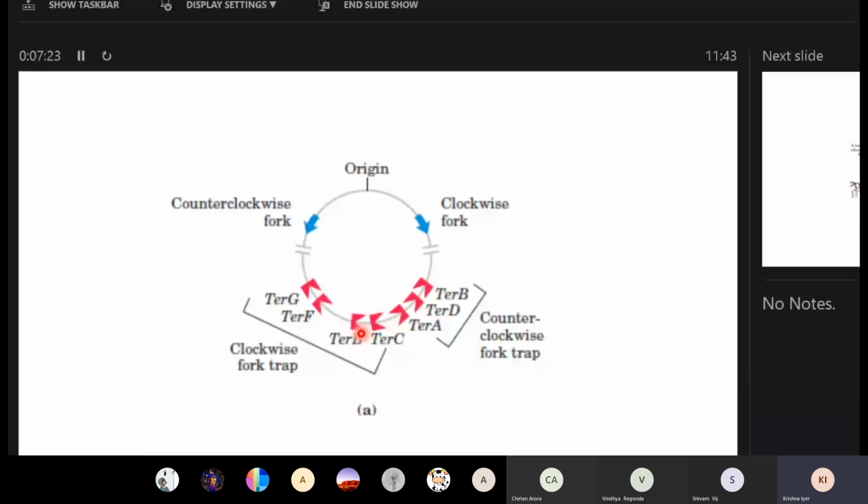There's a protein here which is called the TUS protein, which also helps in this. TUS stands for termination utilization substance, or terminator utilization substance. That protein also assists in this slowing down of the replication forks and the completion of the replication.